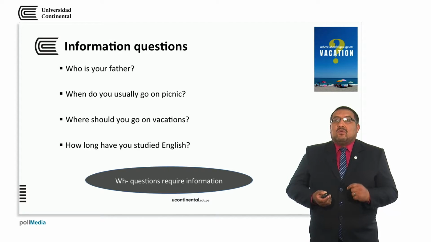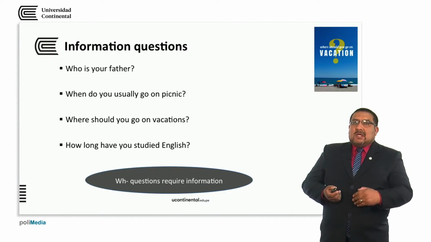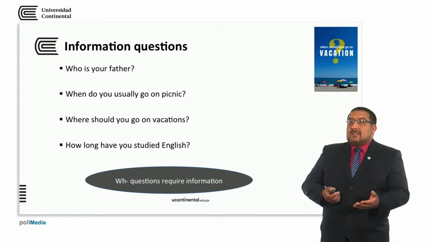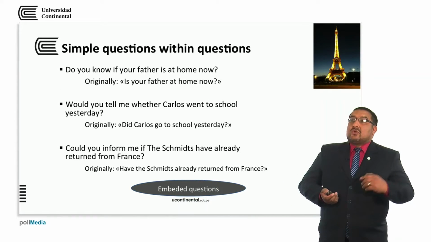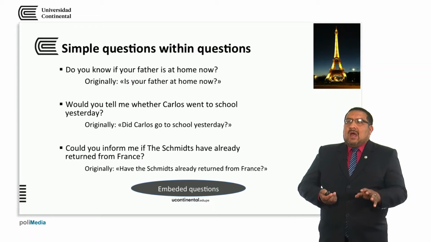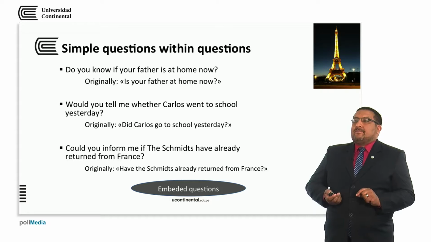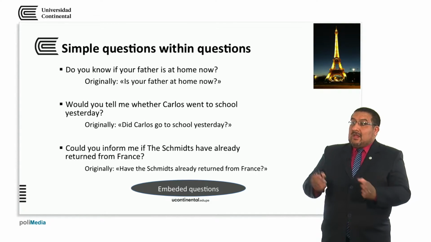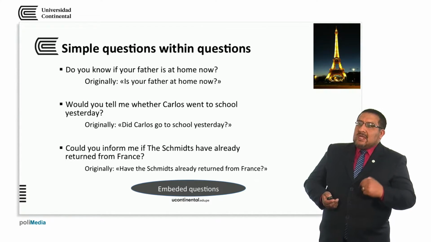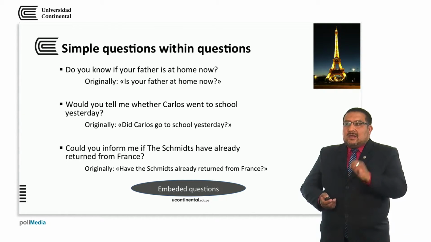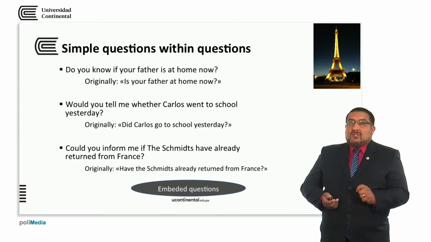But what happens if you want to consider these questions inside some other sentence or question? So let's consider this. This is what we call simple questions within questions. Now you have this question that you may think is simple, but you're going to analyze it now. Do you know if your father is at home now? The original question is, is your father at home now? But this is not what you are asking. You are asking this question inside, within another question. This is what we call embedded questions. You embed this question into another question.